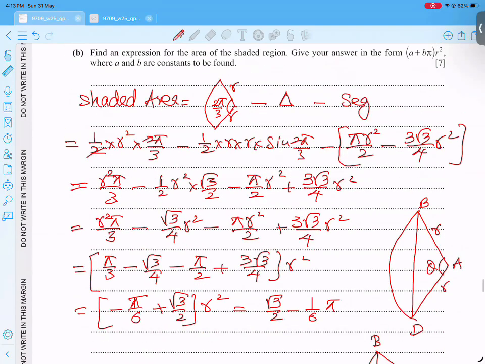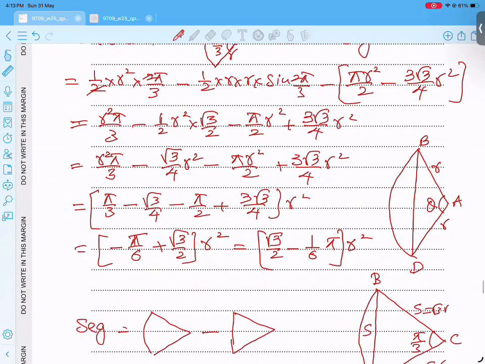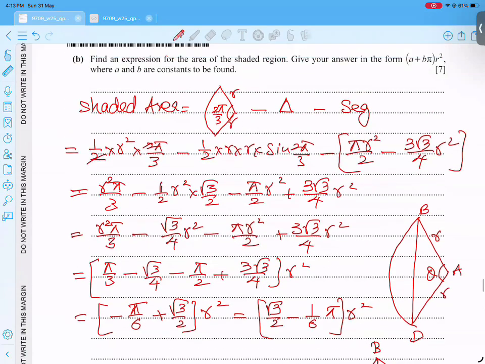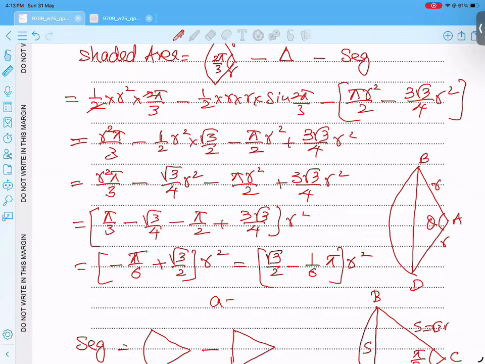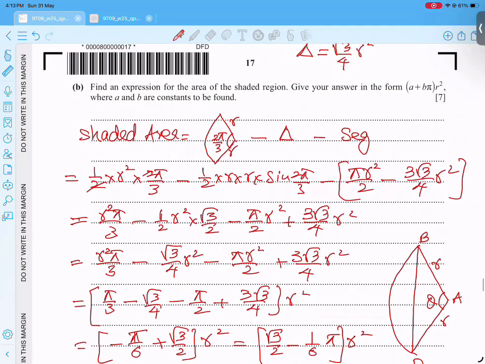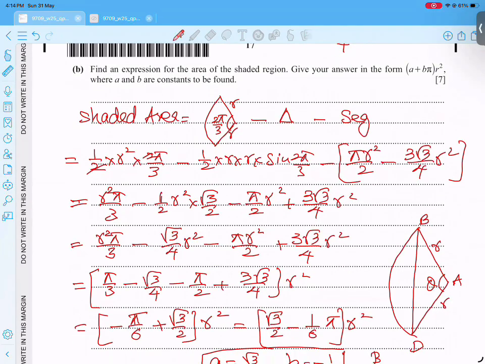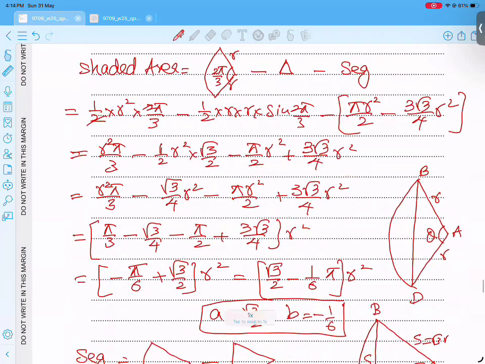Let me check the same form. Yeah, and an outside r square. And this is my final answer. This is the value of a, and this value of b is negative 1 by 6. And I hope the point is very clear. The a value is root 3 over 2, and the b value is negative 1 over 6. Let me check once again. Same format I need: with pi later on, and without pi before, root 3 over 2.